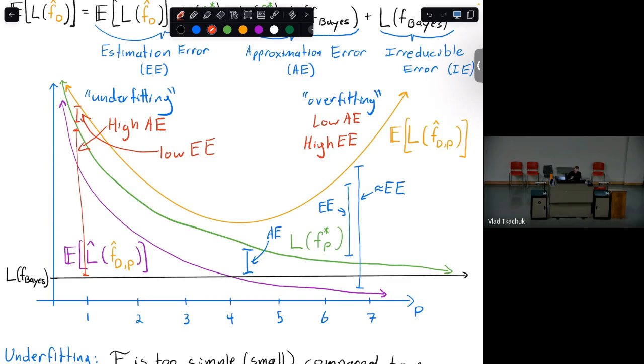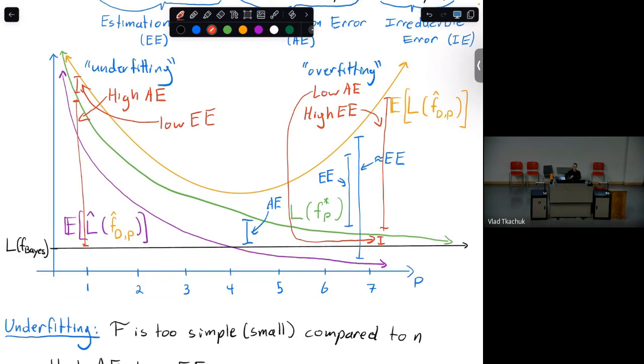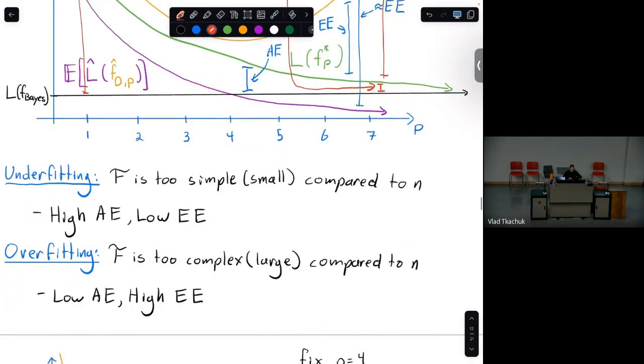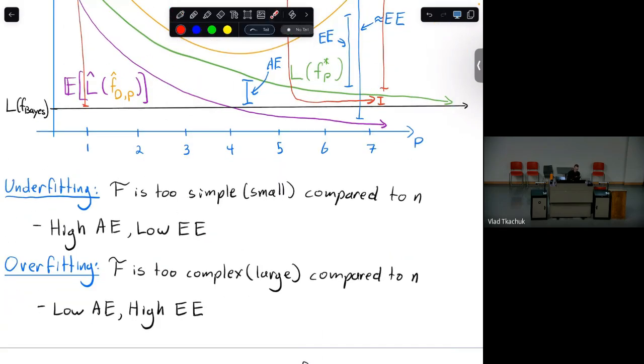So these are the two cases, and you see that through this difference being the high estimation error, and this guy being the low approximation error. That is kind of the big story. This plot is very important to understand, I guess. Okay, so that's underfitting: your function class is too simple compared to the data set size. And overfitting is when the function class is too complicated.